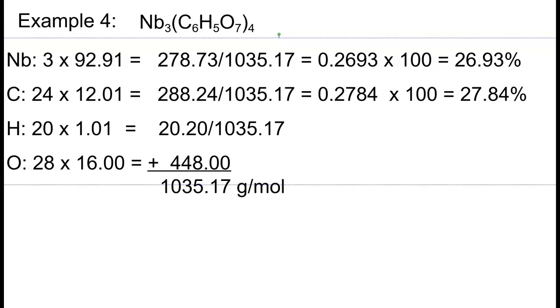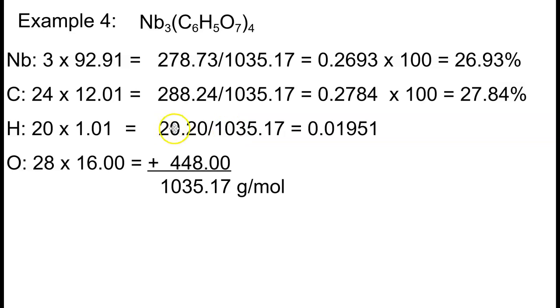For hydrogen, we get 20.20 divided by 1035.17, subtotal divided by grand total. We will get it, here's what I mean. So I need another number on here, so let me find what that is. Let me pause that for just a moment. I'll be right back. Okay, so when I took 20.20 divided by 1035.17, I got 0.01951.